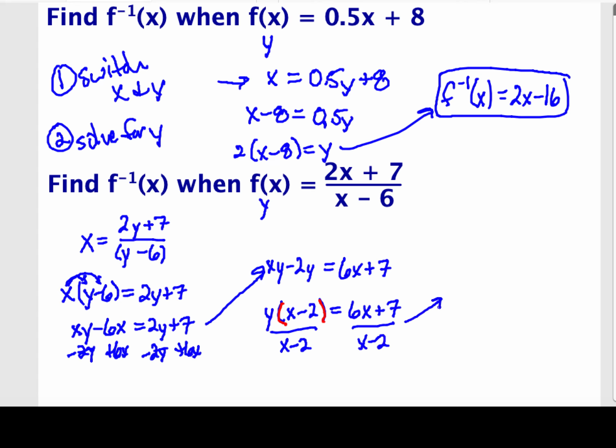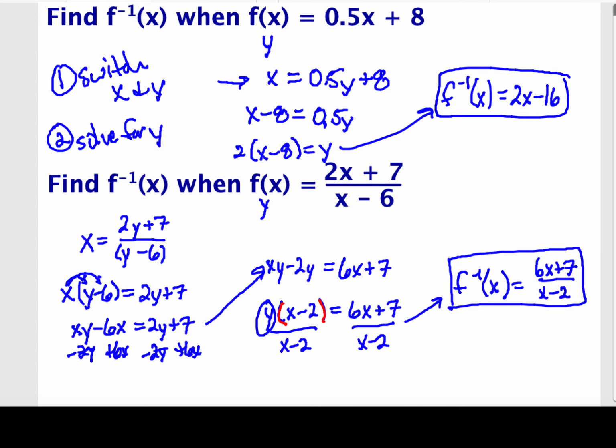And finally then, instead of y, right, I'm going to take that back out. I'm going to call it f inverse of x is equal to, and again, what I get on the right there, 6x plus 7 over x minus 2. Again, had to get a little bit fancy, had to do a little bit of factoring there, but we still found a way to, again, switch x and y and solve for y.